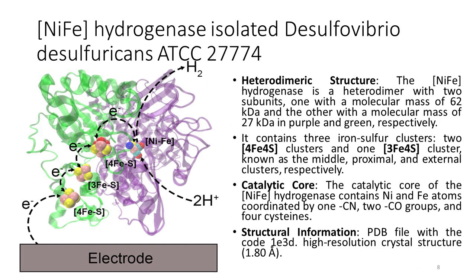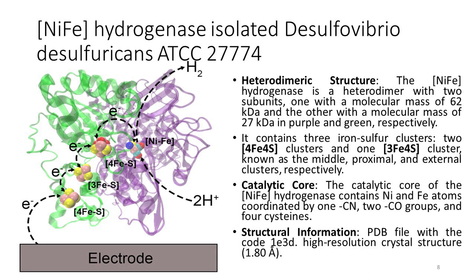This enzyme has a heterodimeric structure. That means that it's composed of two subunits, one small and another that is a little bigger. The small subunit is approximately 27 kilodaltons. The big subunit is 62 kilodaltons. In the picture, we can see it with the colors green for the small one and purple for the big subunit.